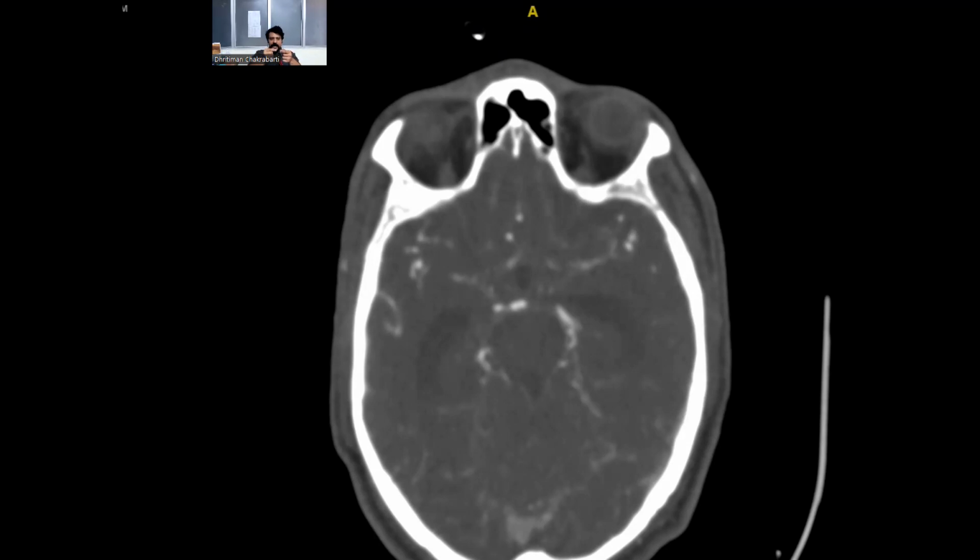Okay. After that, it will loop over the corpus callosum. This is known as the callosal part or the A3. And after that, when it breaks up into multiple branches to supply the medial part of the cortex, that is known as the A4. To recap, A1 before the ACOM, A2 after ACOM till the bifurcation, trifurcation, then A3 the callosal part, in which it loops over the corpus callosum, and A4 is the final terminating branches in the cortex.